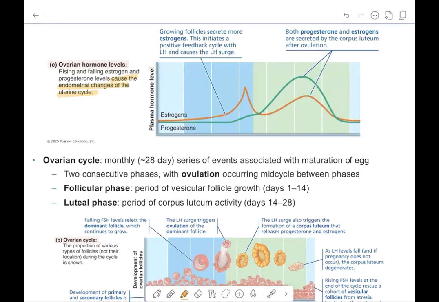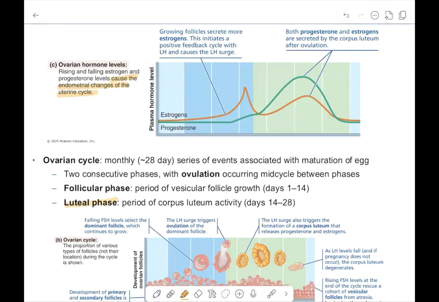The cycles don't always last exactly 28 days. They're just shown this way for consistency, but there's only about 15, 16% of females that actually have a 28-day cycle. Most are going to range from 21 to 40 days, but the part that is consistent is the luteal phase. It's going to be 14 days after ovulation. So the follicular phase may be longer.